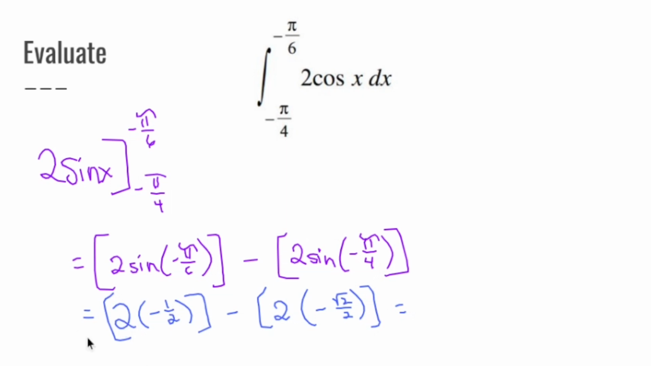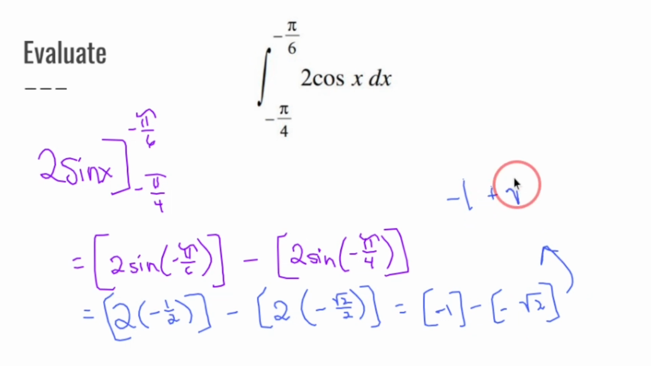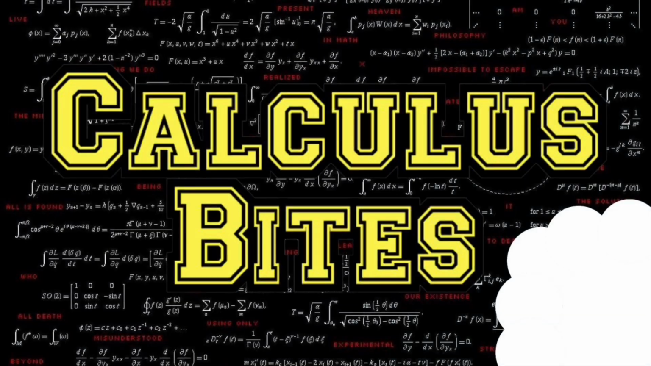So 2 times negative a half is negative 1. Negative 1 minus negative root 2. And so I'll just put my answer up here as negative 1 plus root 2. So not a pleasant answer at all, but I hope it's right. I think it's right. So there you have it.